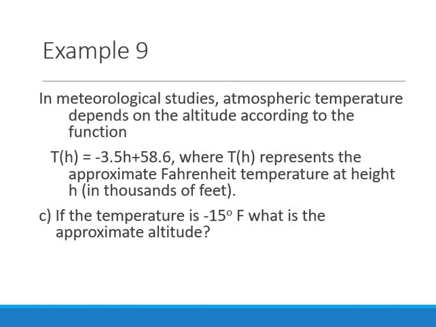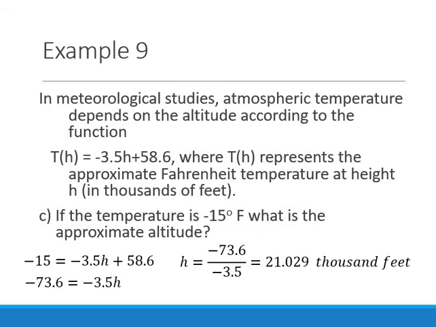Part C, we're going to have to solve an equation. If the temperature is negative 15 degrees Fahrenheit, so the output here, what's the approximate altitude? We can plug negative 15 in for the temperature, and we get negative 15 is equal to our formula, negative 3.5 H plus 58.6. We need to solve that for H, so subtract 58.6 from both sides. You get negative 73.6 is equal to negative 3.5 H. Divide both sides by negative 3.5, and we get that H is 21.029. I rounded to 3 decimal points since this is thousands of feet. So if I wanted to be that accurate from the formula, we have 21,029 feet. But it's approximately 21,000 feet.